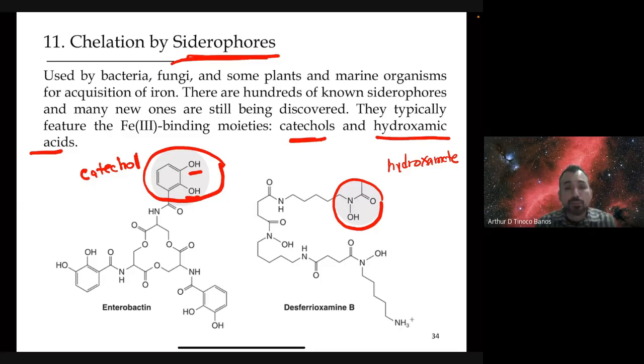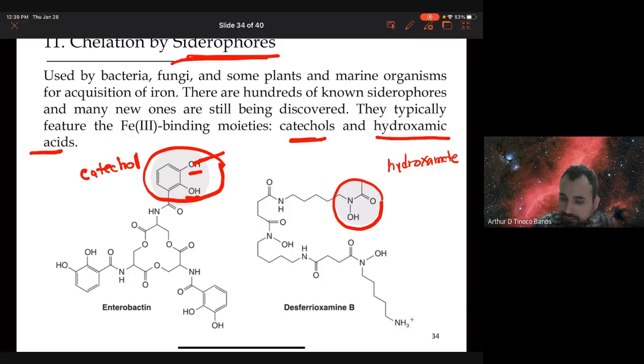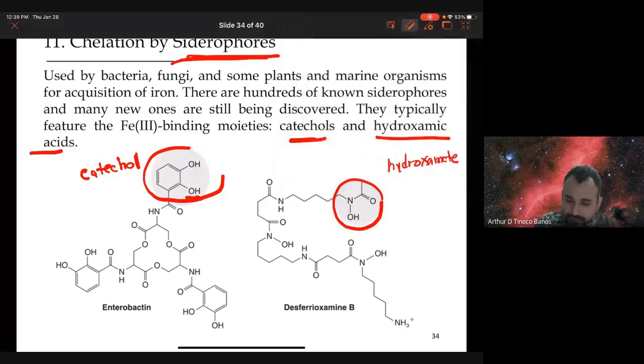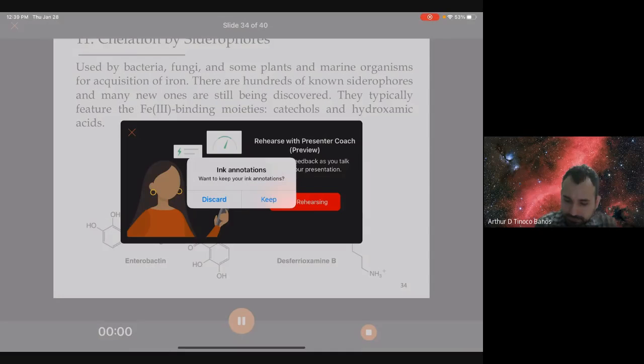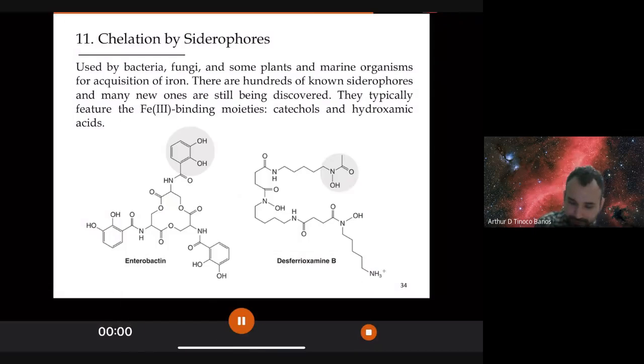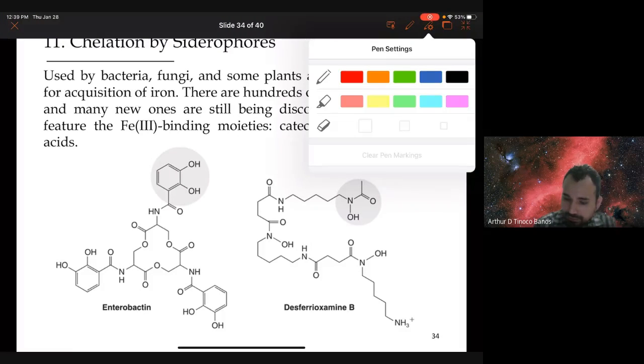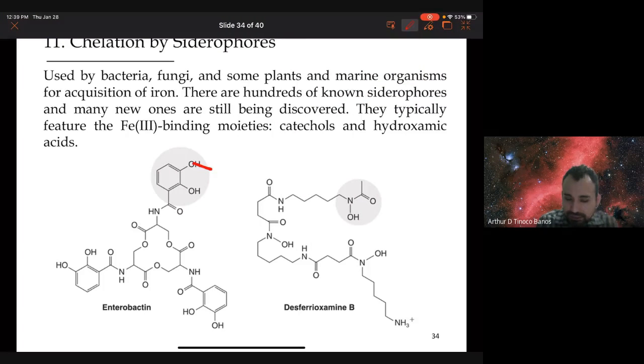Okay, so both of these have the capacity to serve as bidentate, excuse me, let me draw this better. Okay. Let's go back into here. Didn't mean to do that. Let's go. And here we go. All right, so both of them have the capacity to bind a metal in a bidentate manner. Okay, so here the metal would be iron.